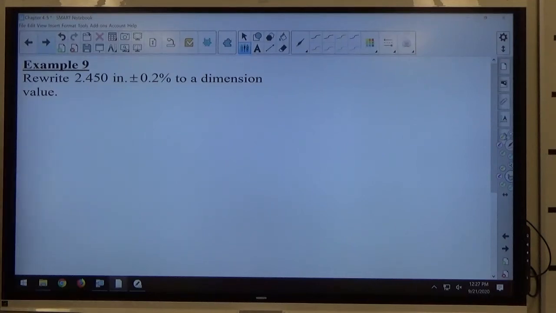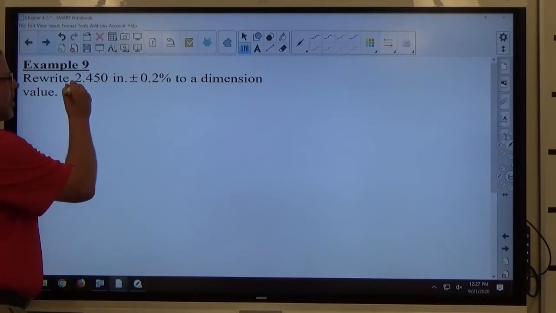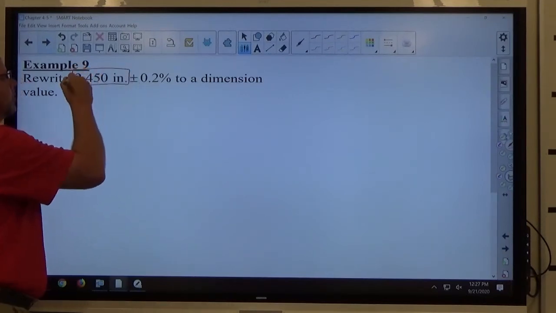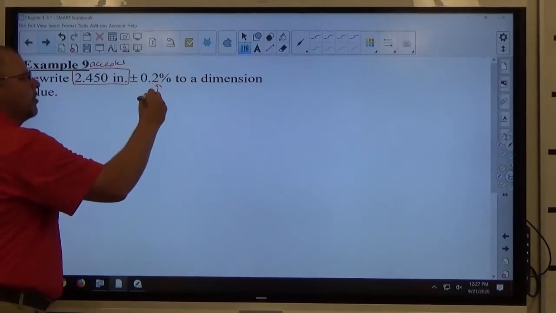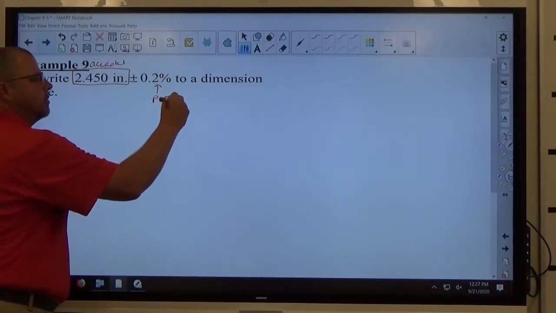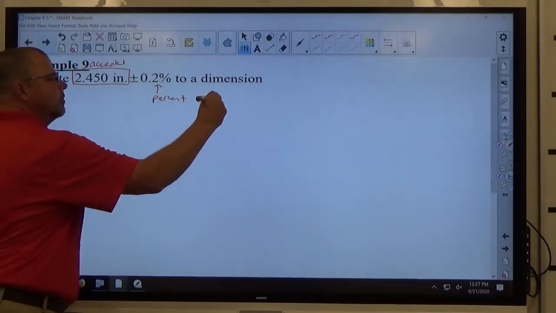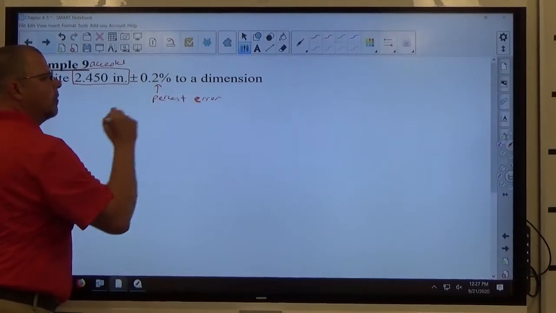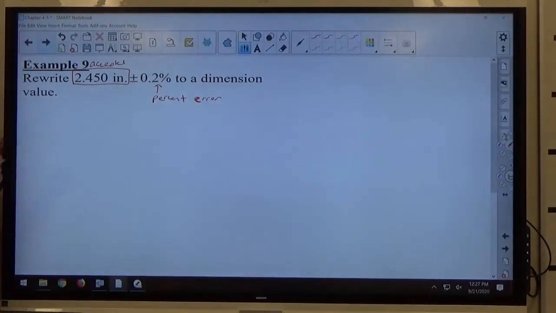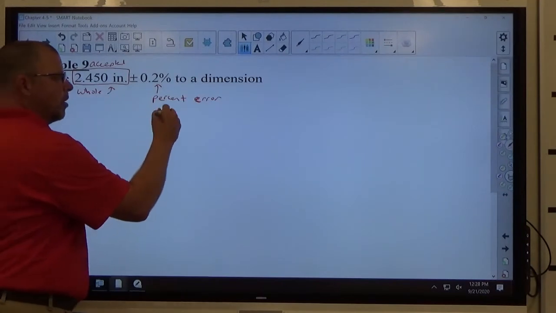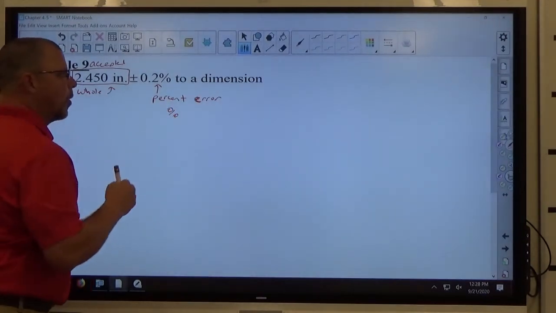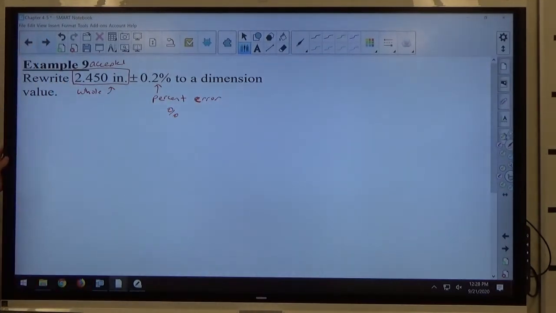Okay, this is pretty much the same kind of problem, just going the other direction. They've written a percent tolerance for us, the actual accepted measurement here. And then they're giving the percent that you're allowed to be off by. Percent error. All right? So as far as things that these represent, this represents the whole. And this represents the percent. Right? So what we don't know is the part. So we're looking for the part.